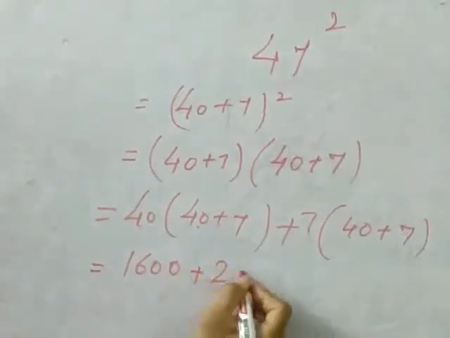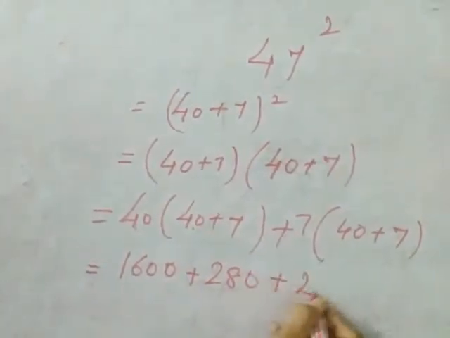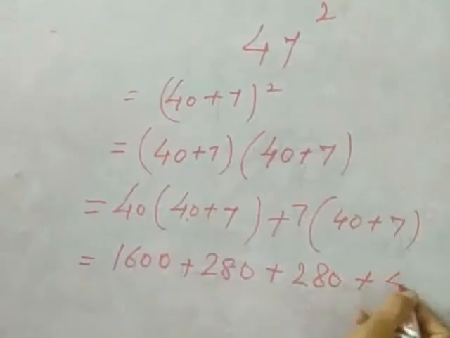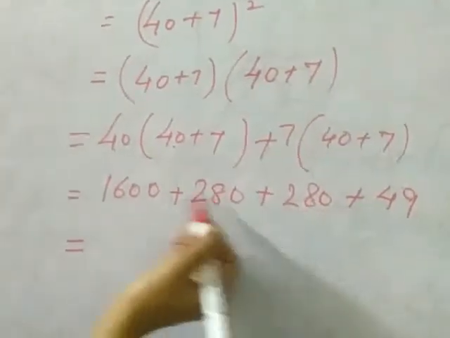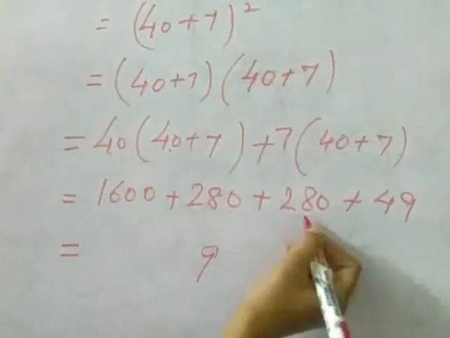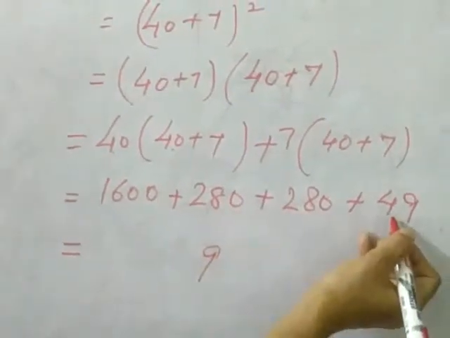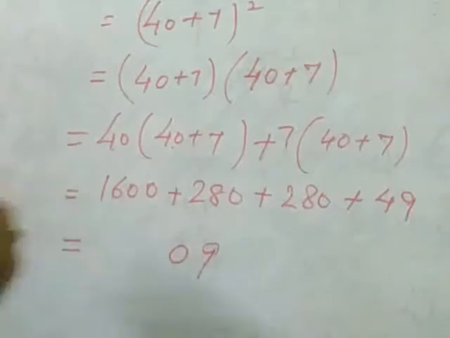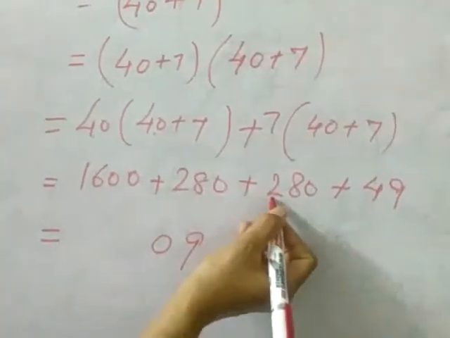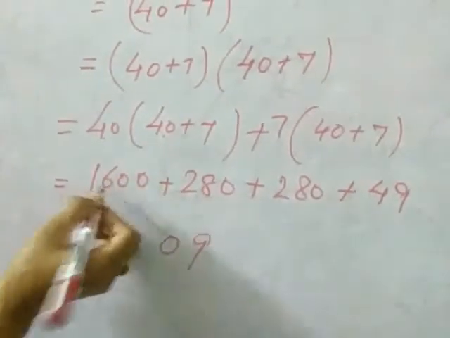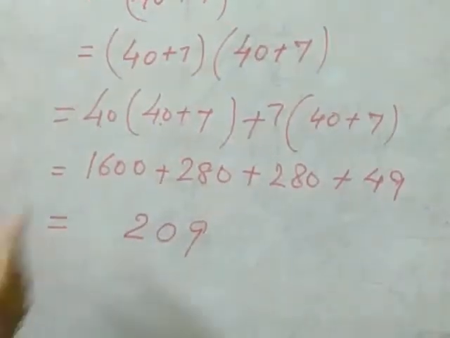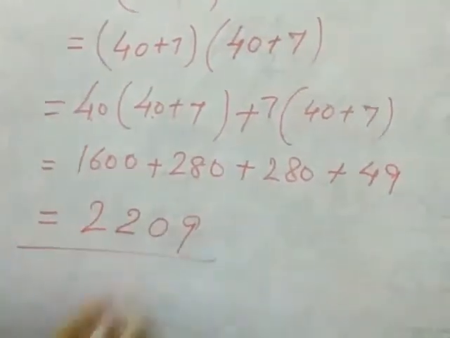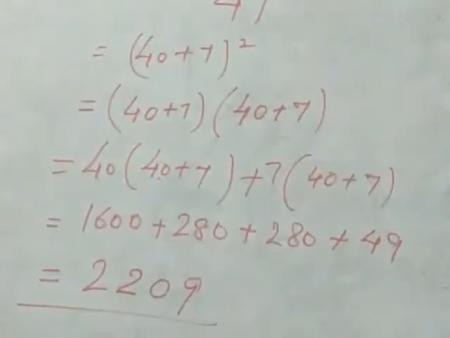This is 7 fours are 280. This is also the same, plus 49. And now do the addition. 9000, that is 9. 8, 8, 16. 16 plus 4, 20. 0. Carry is 2. 2, 4, 6. 6 and 6, 12. Carry is 1. And the answer is, this is the square of 47.